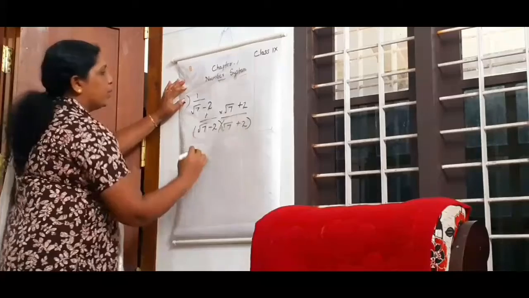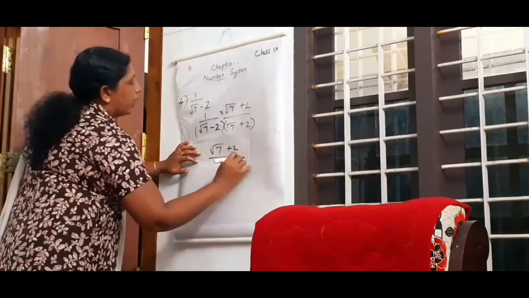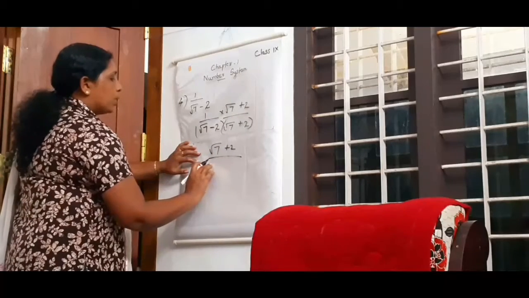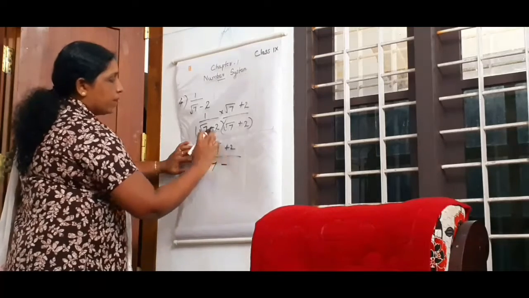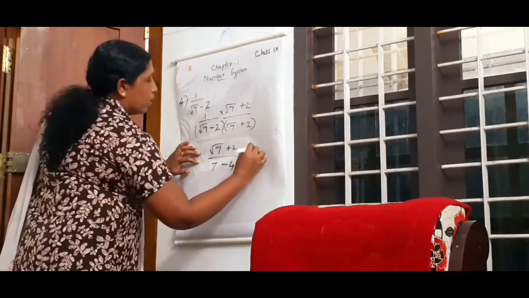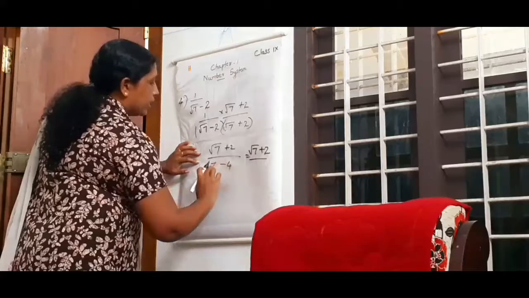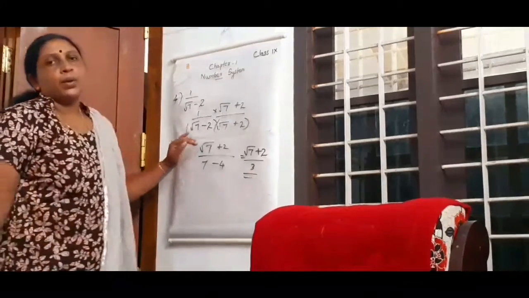So 1 into root 7 plus 2, that is root 7 plus 2 divided by a squared minus b squared. A is root 7, so a squared is 7, minus b squared, that is 2 squared, that is 4. So root 7 plus 2 divided by 7 minus 4, that is 3. That is the answer. Okay, understand?